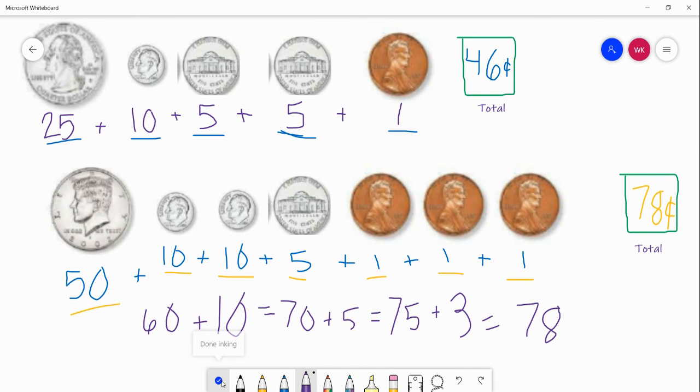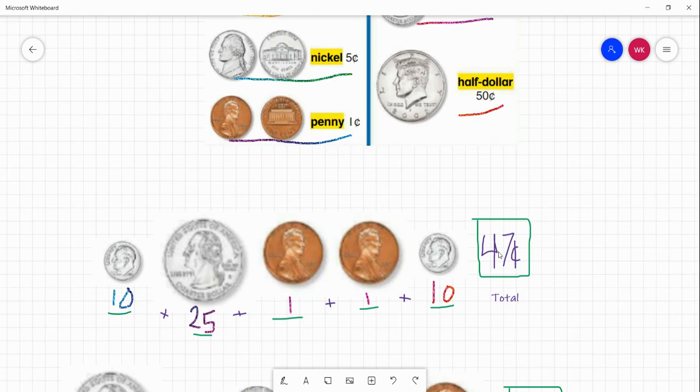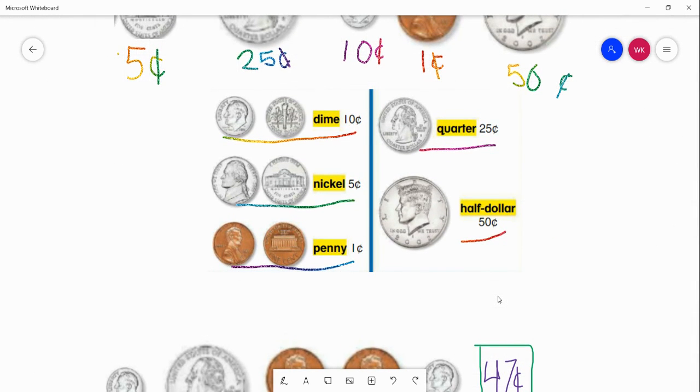So to go over one more time, a penny is worth 1 cent. A nickel is worth 5 cents. A dime is worth 10 cents. A quarter is worth 25 cents. And a half dollar is worth 50 cents.